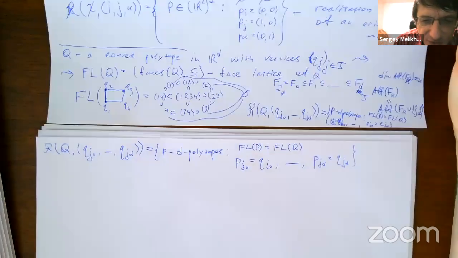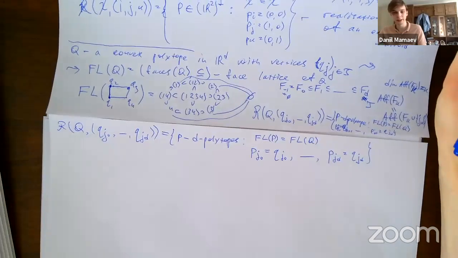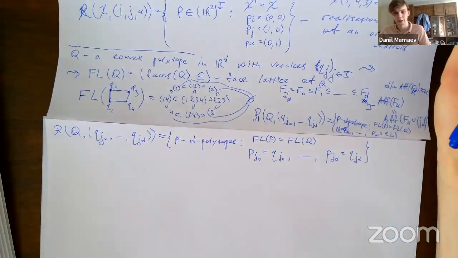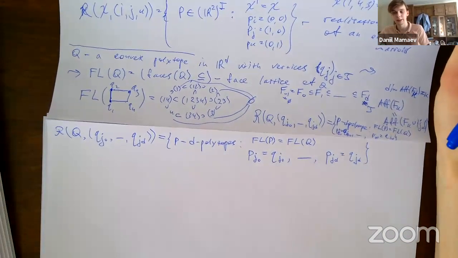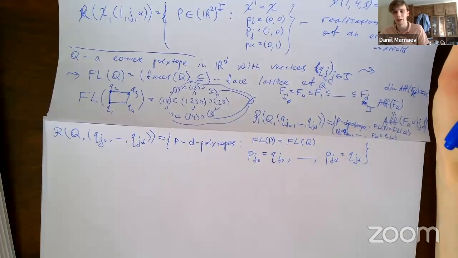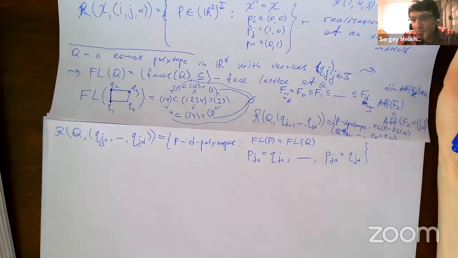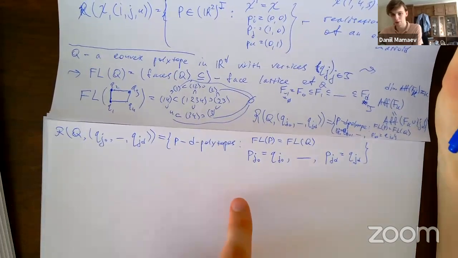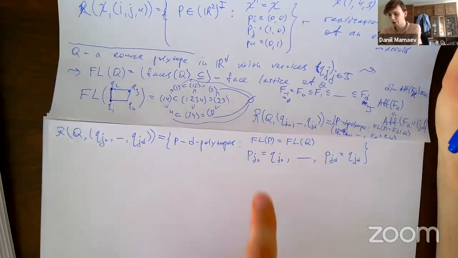What do you mean by fixed vertices? I mean that we chose these D+1 vertices such that they are vertices of the initial polytope, they span, and they are affinely independent. And we say that the vertices of polytopes in our realization space, these vertices we chose, should be the same.